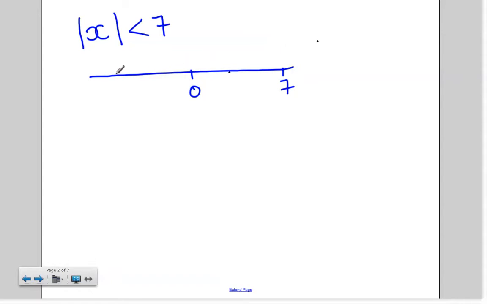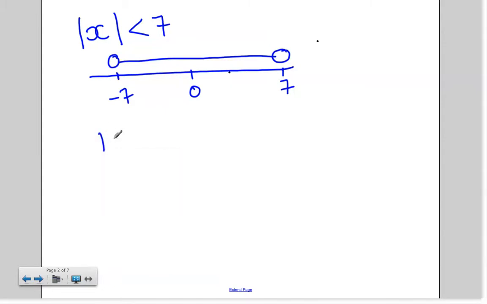But I can also think of the other side. Anything in this gap will be less than 7 units away from the origin. So in effect, anything in this range between minus 7 and 7, not including them, that's why we don't shade them, will have an absolute value of less than 7.